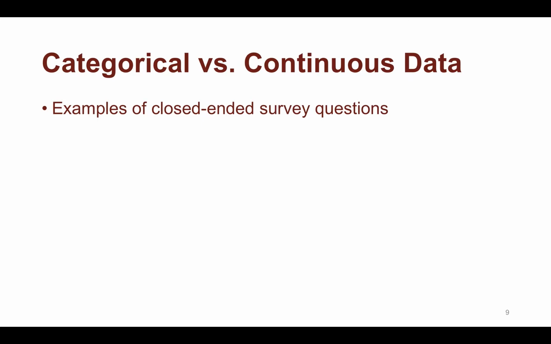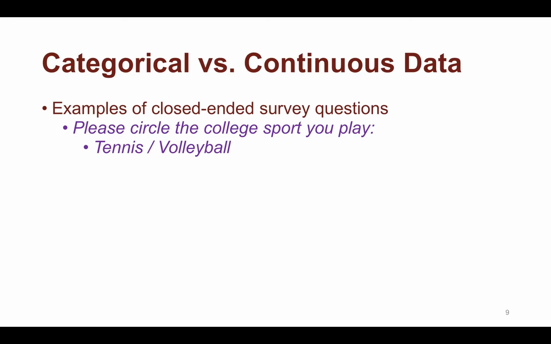So I also wanted to go over the distinction of data as either categorical or continuous. So here are some examples of closed-ended survey questions. Please circle the college sport you play, either tennis or volleyball. We're assuming that I only have athletes of tennis teams or volleyball teams in my study, right?